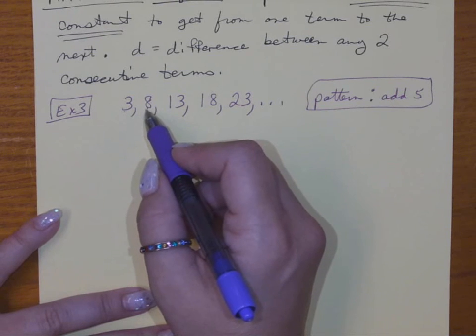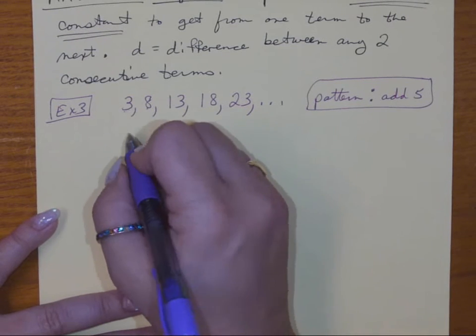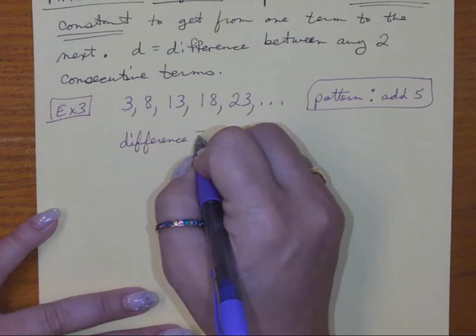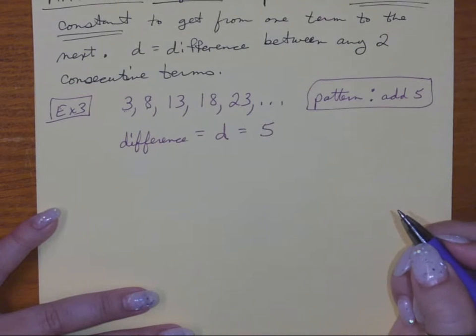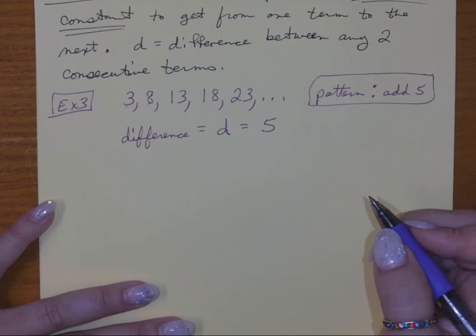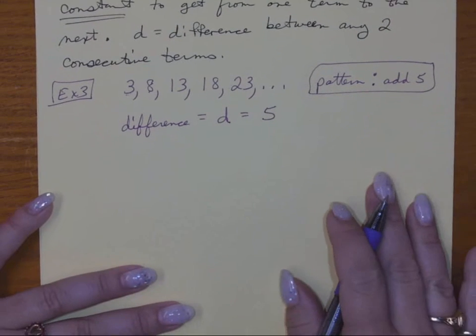So then I would find the difference by subtracting, right? 8 minus 3 gives me 5. So the difference here, and again, we're going to call that the D, is going to be 5. Does everybody agree? Okay. So there are some generic little things that we can put in. We'll have a formula in a minute.